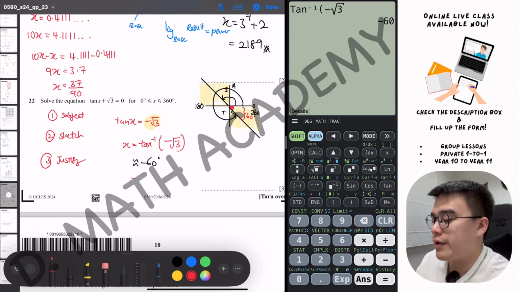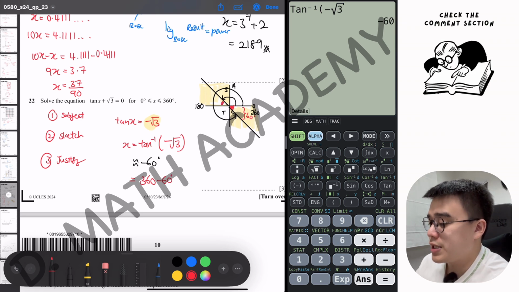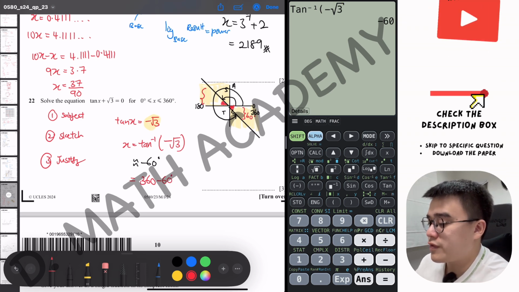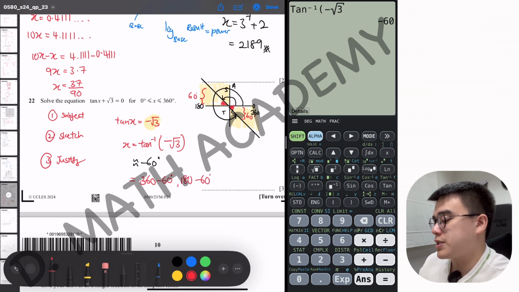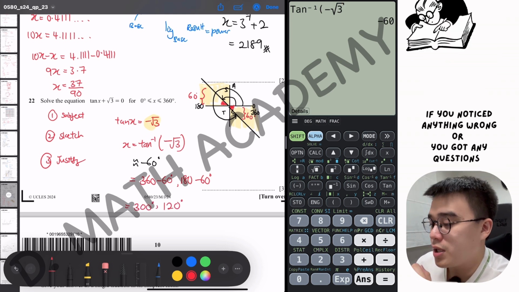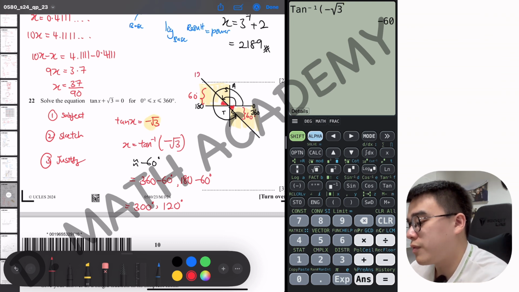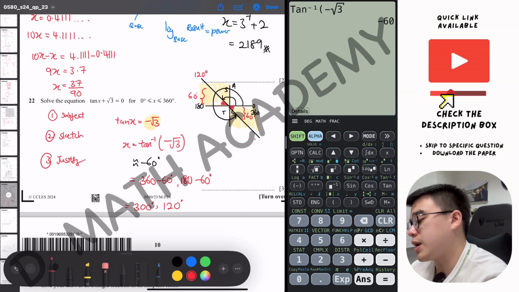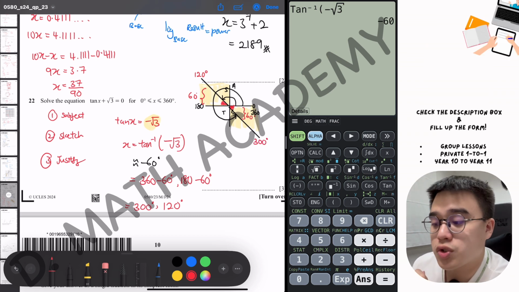So this is very important because to find your first answer, all you need to do is to take 360 minus 60. And when the 60 is transferred to the other side, it will be 180 minus 60. And the answer is 300 degrees and 120 degrees. That will be both of the answers that I have here. Okay, that's it for question 22.